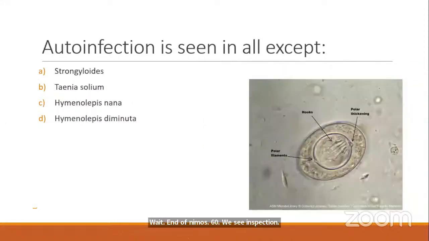So coming to the parasitology section. Autoinfection is seen in all of the following except... it is not seen in Hymenolepis diminuta.